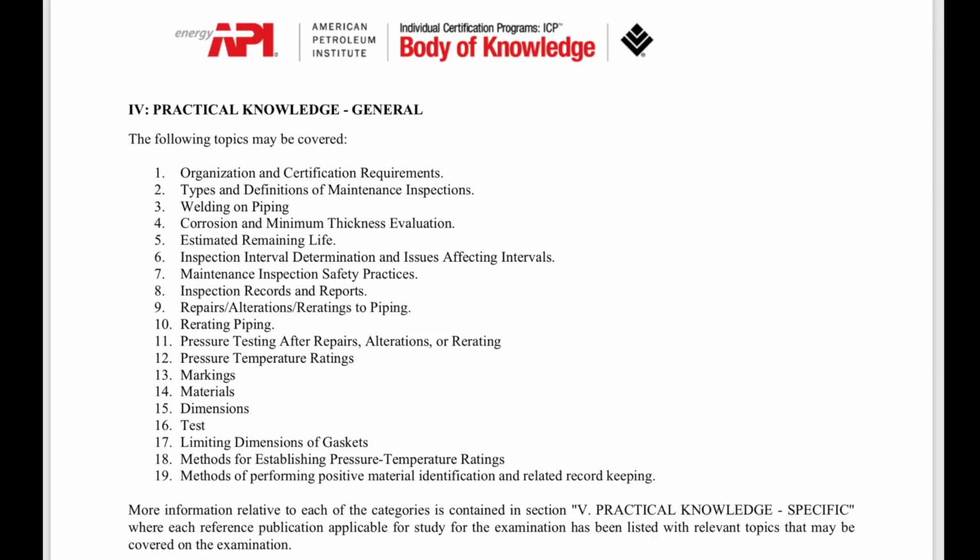In addition to this course preparation, API 570 demands some practical knowledge. Some questions will definitely come based on your practical knowledge in this field. So for these 1 to 19 topics, you should have some sort of knowledge.